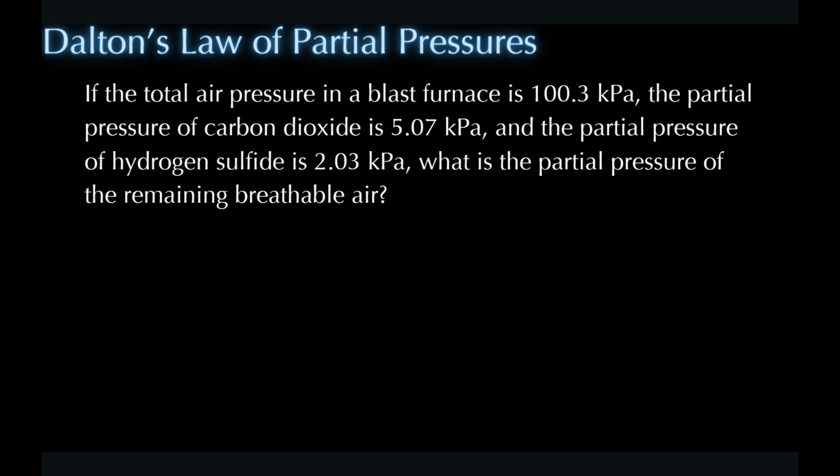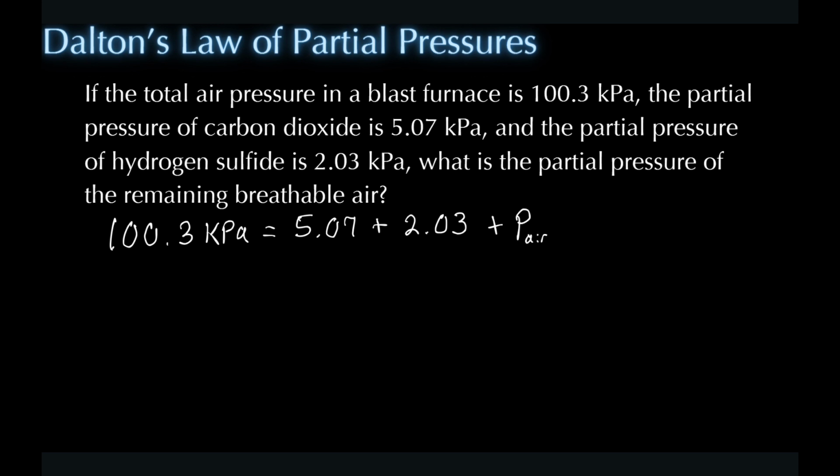So we know that the total is 100.3 kilopascals. So all of the partial pressures are going to add up to this total. Now the carbon dioxide is 5.07. The hydrogen sulfide is 2.03. And that just really leaves the partial pressure of the air. So we're going to be solving for the pressure of the air from it. So all we're going to do is solve for that P air through subtraction.